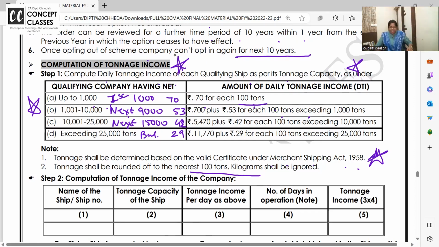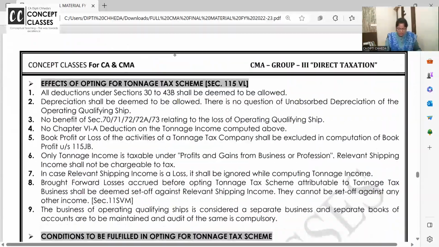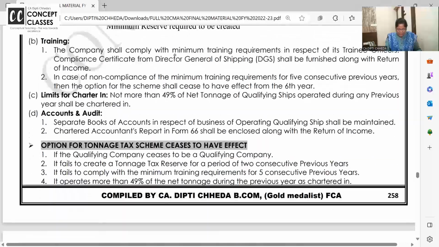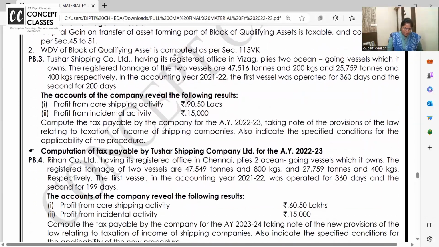Shall we solve one problem? This is the income per ship per day. Now, how many days they have operated and the number of ships, accordingly you have to calculate the income. So take a pause, some more concepts are there, we will see those later. Now we go straight ahead and we are doing problem number 1.